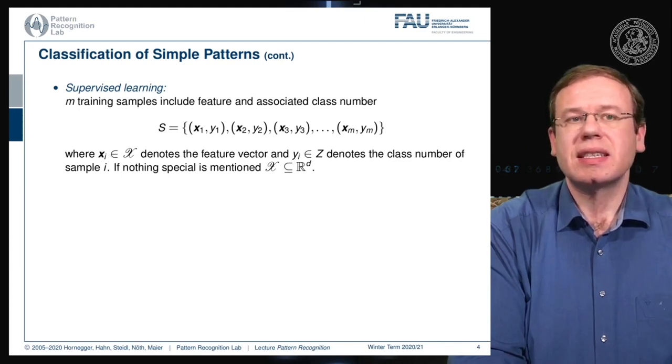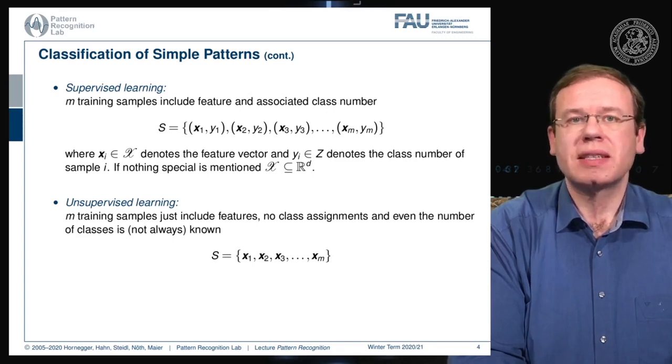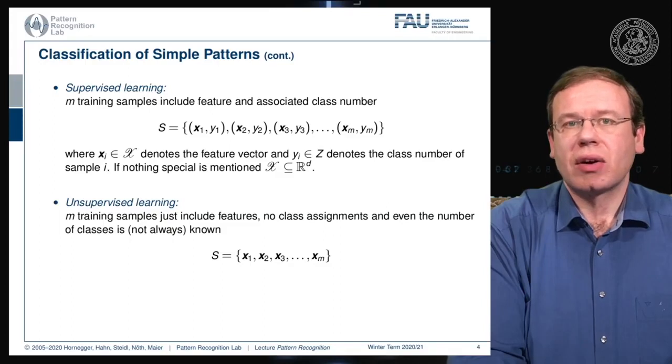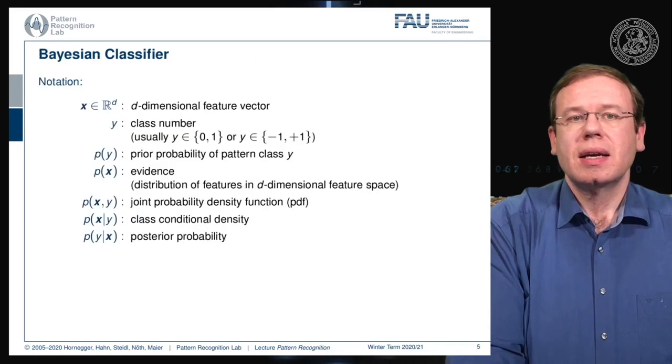So this is the supervised case, and of course there's also the unsupervised case in which you don't have any classes available, but you just have the mere observations x1, x2 and so on, and from this you then can't tell the class, but you know the distribution from the observed samples, and you can start modeling things like clustering and so on. Let's introduce a bit of notation.